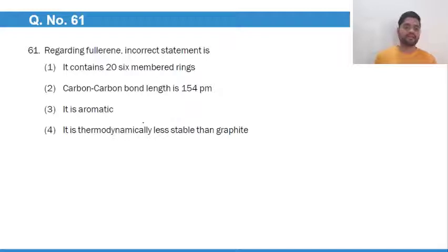61. Regarding fullerene, the incorrect statement. We have to fixate on the incorrect statement. It contains 26-membered rings. True. Carbon-carbon bond length is 154 picometer. That is false. Why? Because, if my data serves me right, there are two types of carbon-carbon bond length. One is around 138.3 and the other is around 143.4 or 5. And it is not 154, so definitely this has to be the right answer. So 61, option number 2 is the right answer.